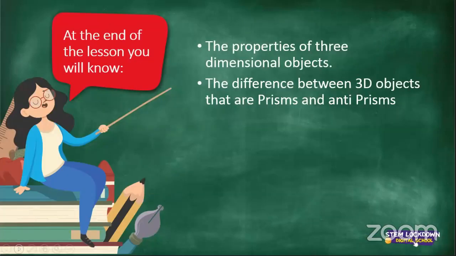Okay, so at the end of this lesson, you will be able to know the properties of three-dimensional objects, the difference between three-dimensional objects that are prisms and those that are anti-prisms, meaning those that are not prisms.